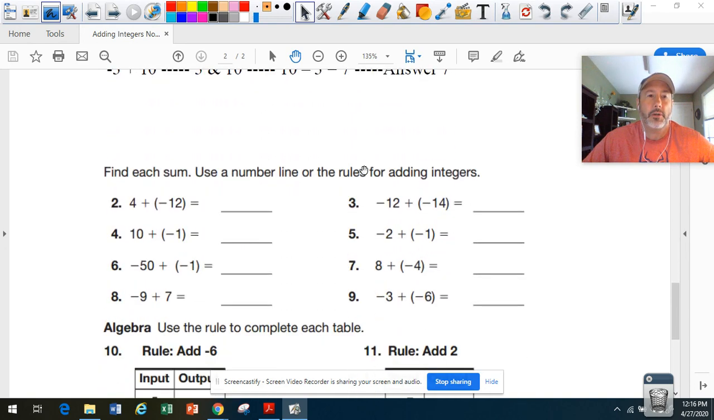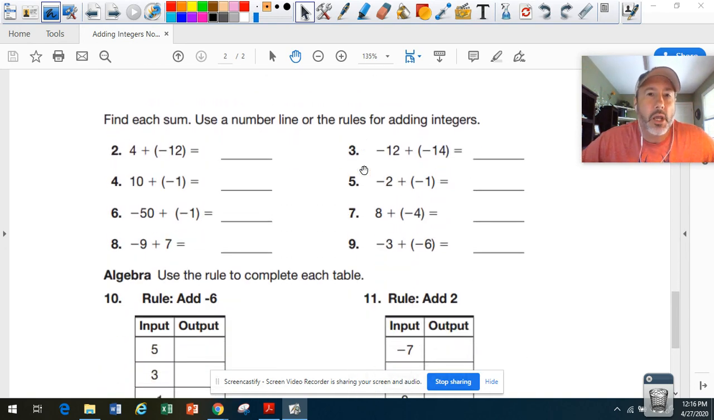So let's do some practice here. It says find the sum using number line or the rules. We're just going to use the rules. You got to get used to these rules. Okay, so we have 4 plus -12. As you see, signs are different. Absolute value of each, subtract them. So absolute value of -12 is 12. Absolute value of 4 is 4. So 12 minus 4 is 8. So right now we have our 8.